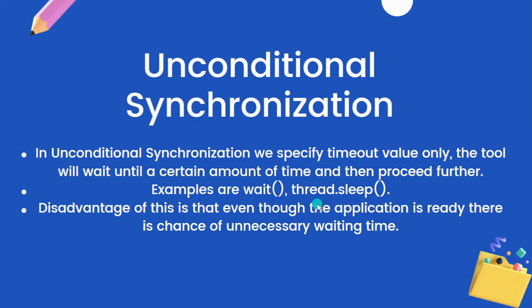When you keep Thread.sleep in your script, you are just saying that it has to wait. You are not defining any condition here. You are just saying it straightforwardly: just wait for this particular time. When you say Thread.sleep of 5000, it will wait for 5 seconds in our script without checking for any condition. That is why it is called unconditional synchronization.